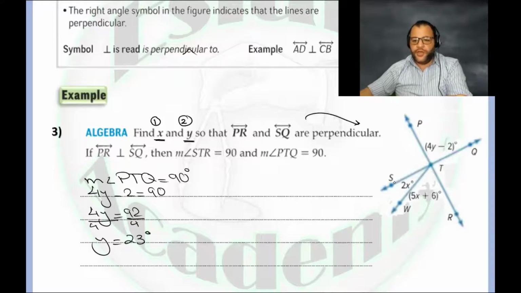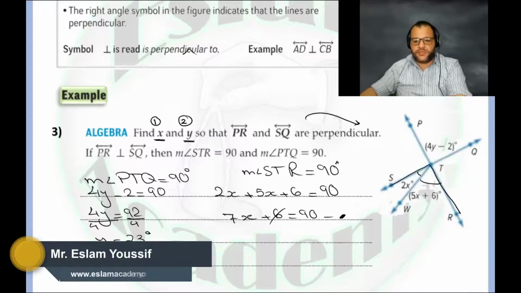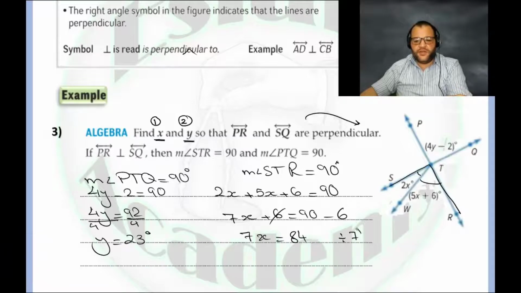No. Okay. From the other side, we can say that STR. So we can say the measure of angle STR is equal to 90. Angle STR is formed from two parts, that's the first one and that's the second one. So we can say 2x plus 5x plus 6 is equal to 90 degrees. It means 7x plus 6 is equal to 90. By subtracting 6, 7x is equal to 84, divided by 7. It means x is equal to 12.